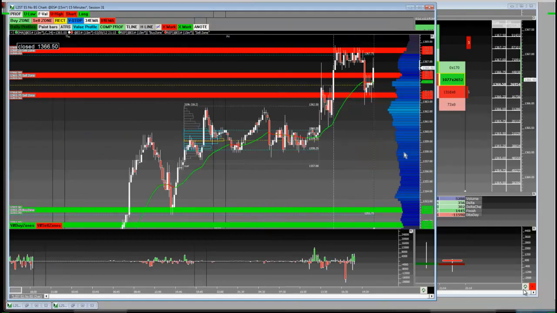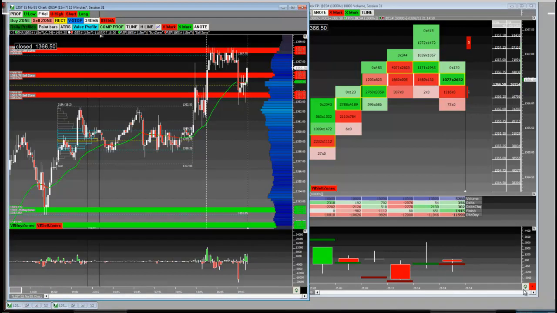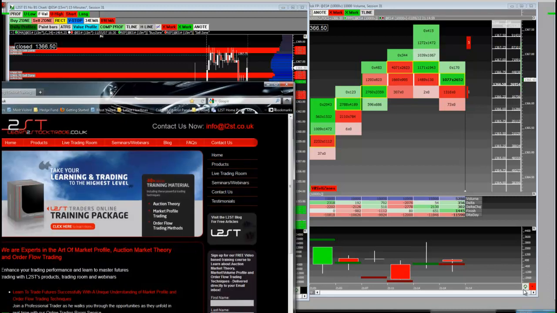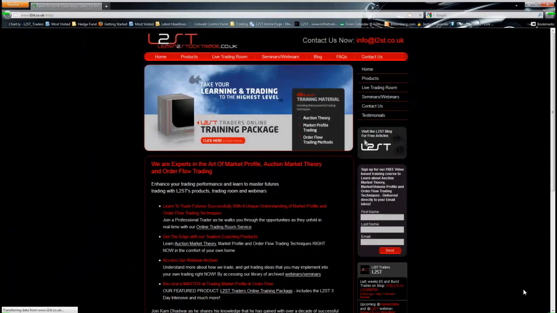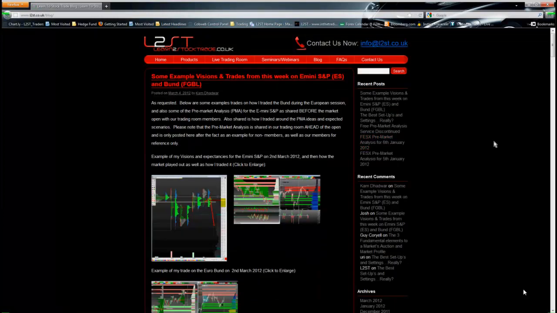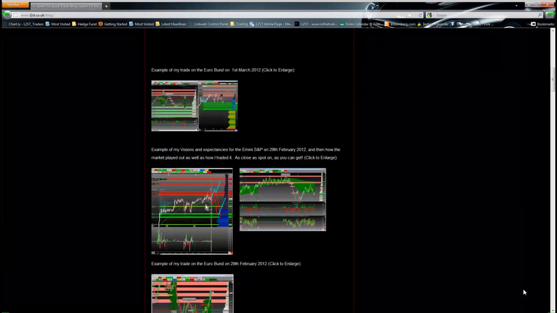I mean, we could go to some examples here. I'll show you some of the examples that I posted up in the trading room. Actually, there's some good examples here that I posted up on the blog, because it was my trades from last week. So if you go to the blog, this is some good examples here of how I traded around my vision.